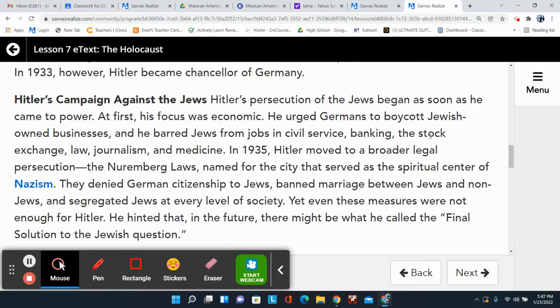Named for the city that served as a spiritual center of Nazism, they denied German citizenship to Jews, banned marriage between Jews and non Jews, and segregated Jews at every level of society. Yet even these measures were not enough for Hitler. He hinted that in the future he might pursue what he called the final solution to the Jewish question.